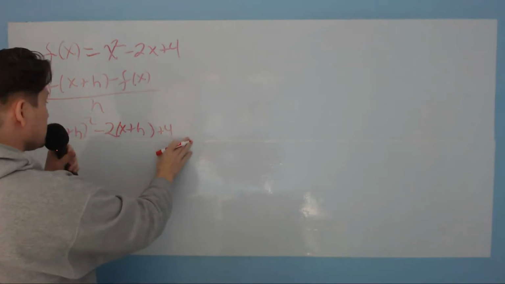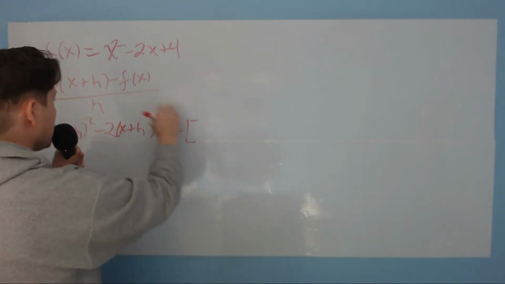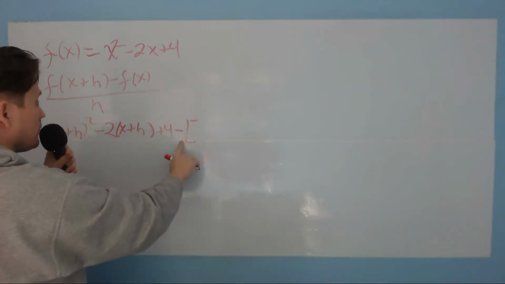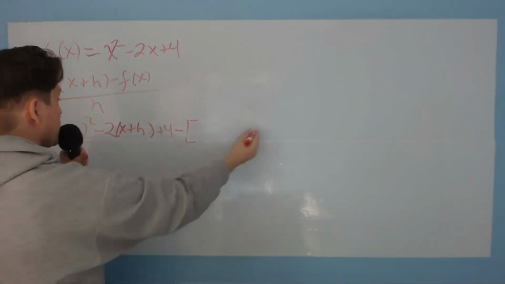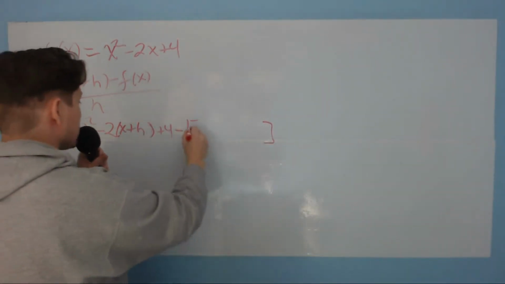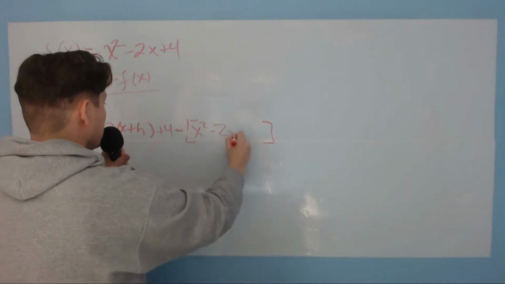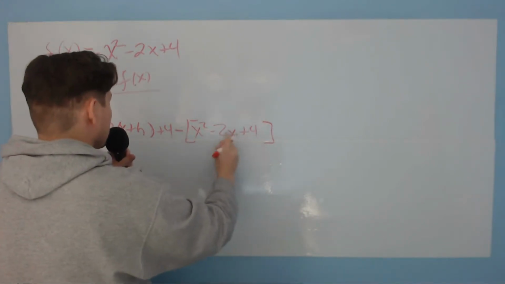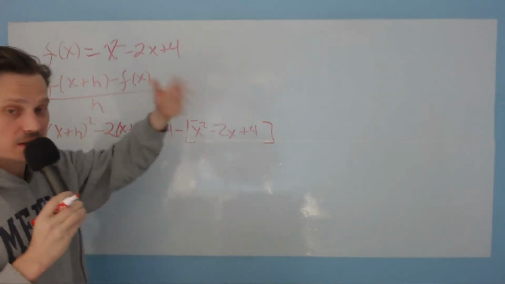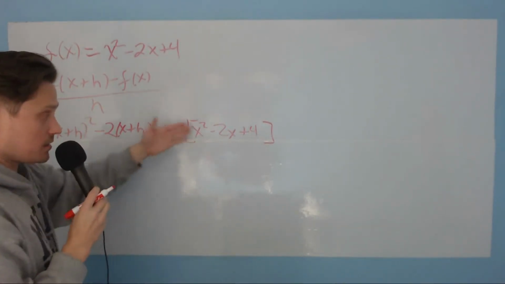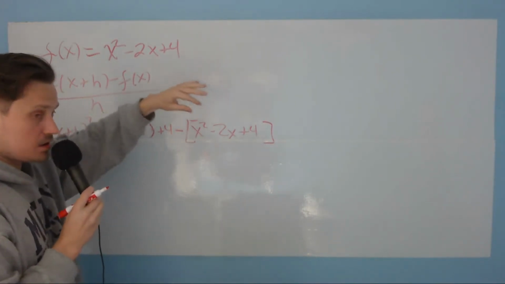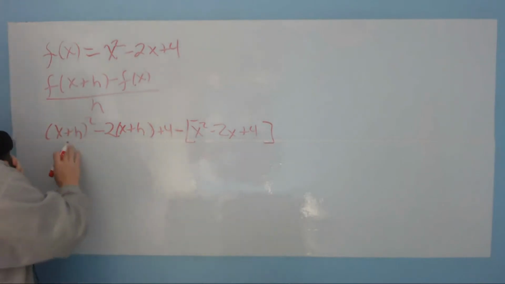Then, from this, you've got to subtract f of x in its original expression. So I'm going to put a parenthesis here, another closing parenthesis, and then you stick in the original function, x squared minus 2x plus 4. Whenever you have multiple terms, like x squared, 2x, and 4, make sure you enclose them in a grouping symbol so that you can distribute this negative correctly to each term. So let's work this out.